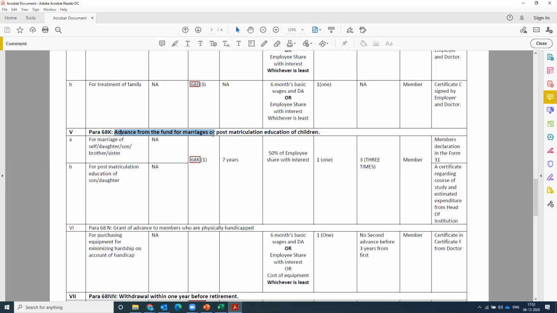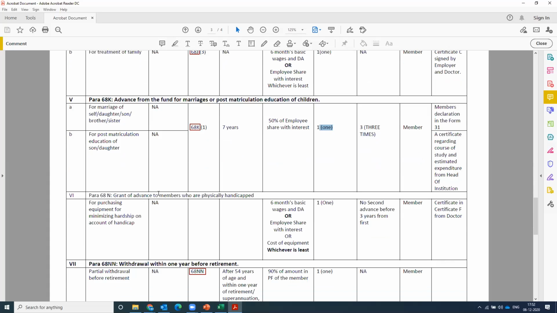Advance from the fund for marriage or the post-matriculation education of the children. In that case, the eligibility criteria is 7 years, right? The employee must have contributed for at least 7 years. And if the person has completed 7 years, in that case, the employee will get 50% of the employee share with interest. Only once he can apply for this reason.